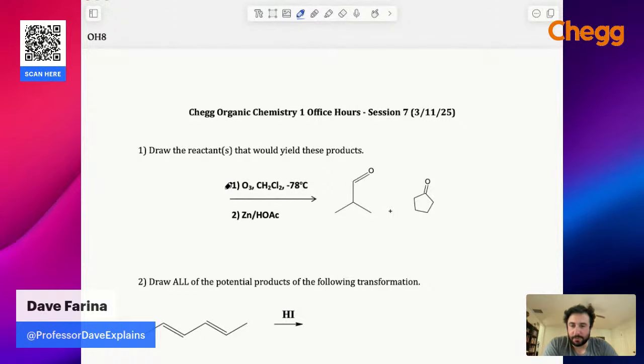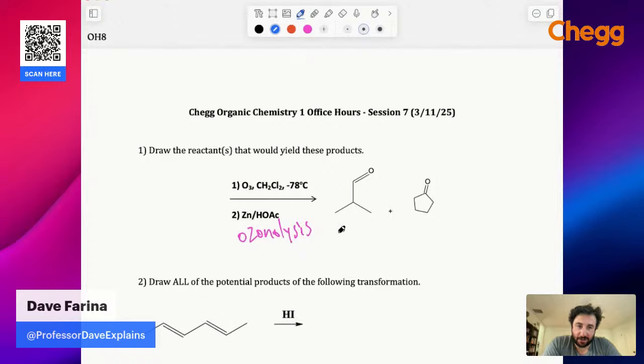This one should be a review from last time. So draw the reactants that would yield these products. And here are the conditions. So this is what we're going to get, and this is how we got there. This is one of your flashcard reactions, right? We need to have this on one side of a flashcard, and on the other side, it's going to say ozonolysis. What does ozonolysis do? Ozonolysis cleaves pi bonds, cleaves carbon-carbon pi bonds, and yields carbonyls.